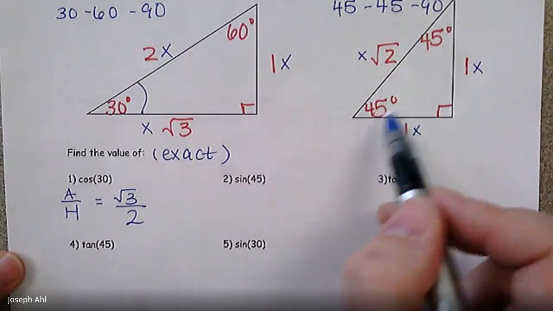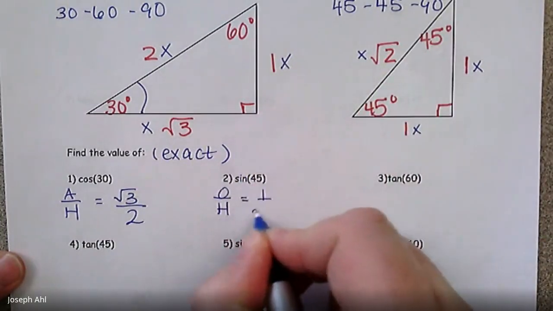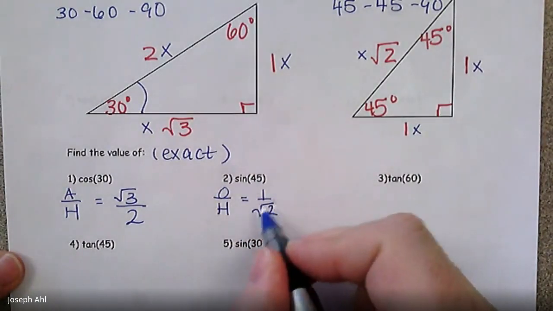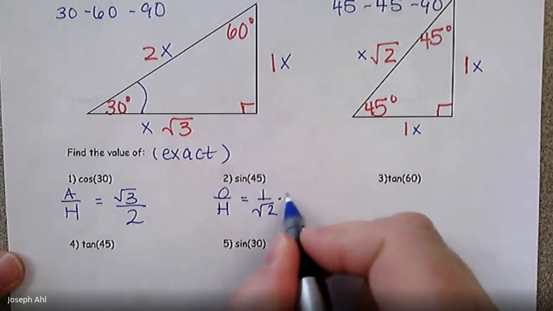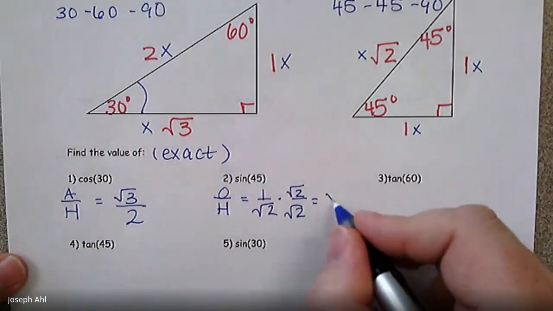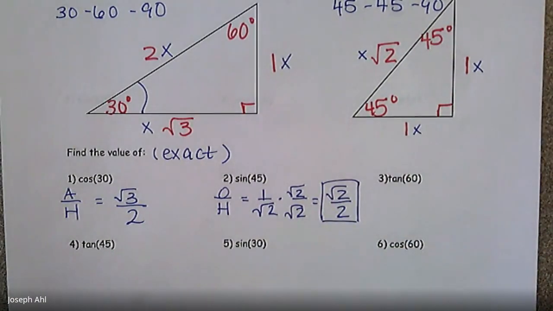If you use the one at the bottom, opposite over hypotenuse for sine would be 1 over radical 2. Now, you might be used to this, that we rarely leave radicals in the denominator. So if you multiply by radical 2 over radical 2, that's called rationalizing the denominator, to get a final answer here of radical 2 over 2. Right? So no more radicals in the bottom. This is typically how you would see the answers accepted, as radical 2 over 2.